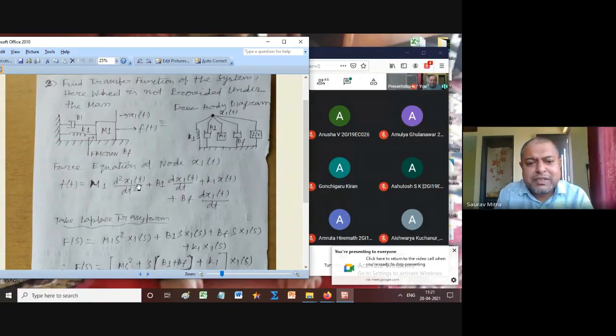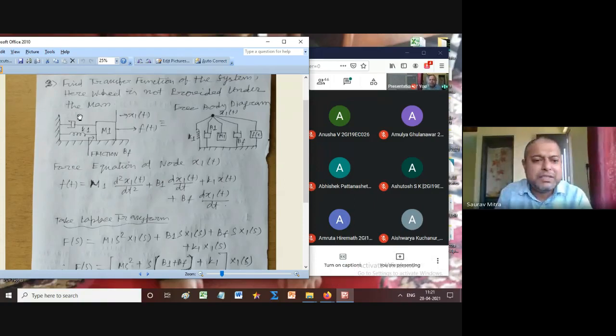So M1 d2x1(t)/dt2 plus B1, where B1 is nothing but this upper damper, B1 dx1(t)/dt plus K1 x(t). These three things are given in the first line. No problem in that. The fourth component is new to this. For the previous numerical, this fourth component was not there.